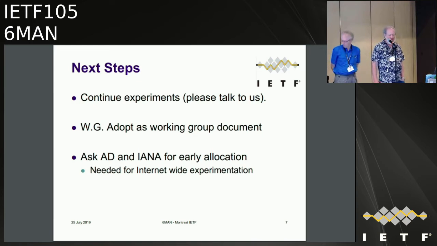And the reason for this is we want to do internet-wide experimentation. The experimental values are just fine for doing it on the table in a hackathon, but to run it over the internet, I think we really need code points that won't conflict with other experiments. So we would like to do both of these things. So, questions, comments?